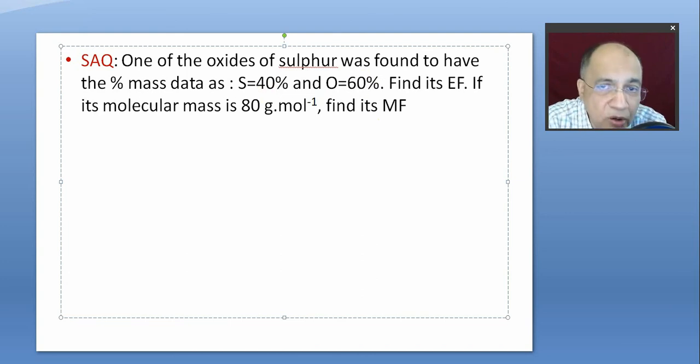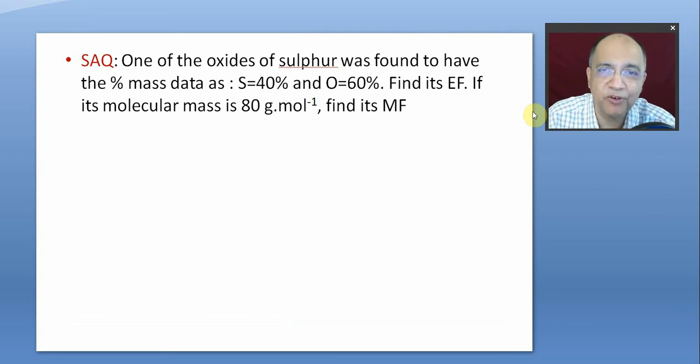In one oxide of sulfur, it was found by mass analysis that the percent of sulfur is 40% and the percent mass of oxygen is 60%. Find its empirical formula. If its molecular mass is 80 gram per mole, find its molecular formula, right?